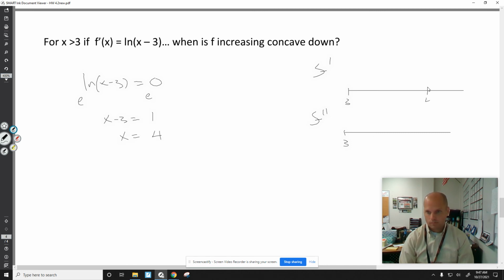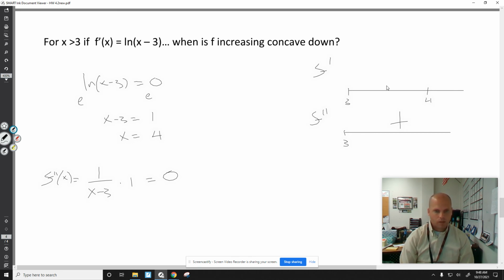Okay. Now, to get our second derivative, we'll take our derivative. We'll need to use the chain rule, but it doesn't matter because the derivative of the inside is just 1, so I just get 1 over x minus 3. That's never 0. That could be undefined at 3. But what it's saying is that if you plug in something like 4 or 5 or 6, something bigger than 3, 1 over x minus 3 is always positive. Okay?